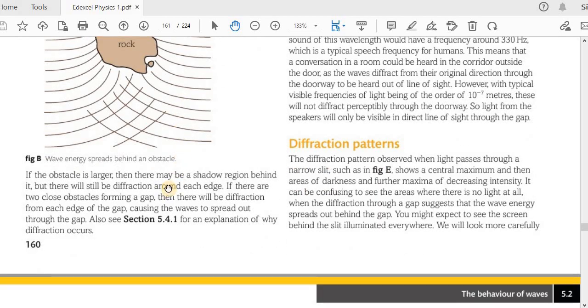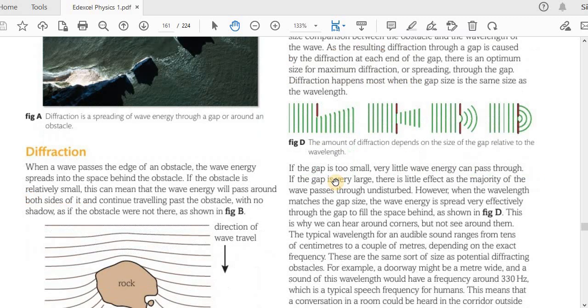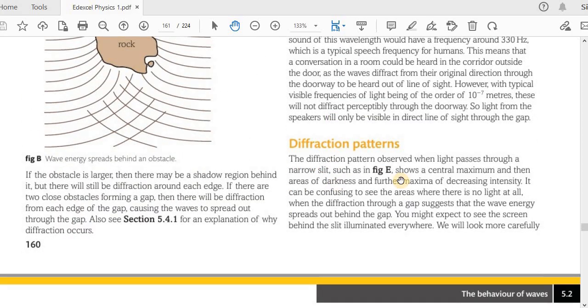If the obstacle is larger, then there may be a shadow region behind it, but there will still be diffraction around each edge. If there are two close objects forming a gap, then there will be a diffraction from each edge of the gap, causing the waves to spread out through the gap. You can see that here. See, it's spreading out through each gap, around each gap.